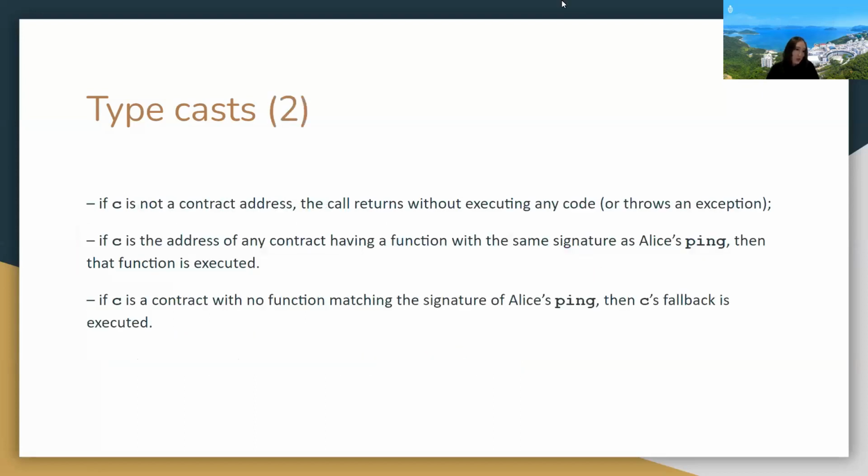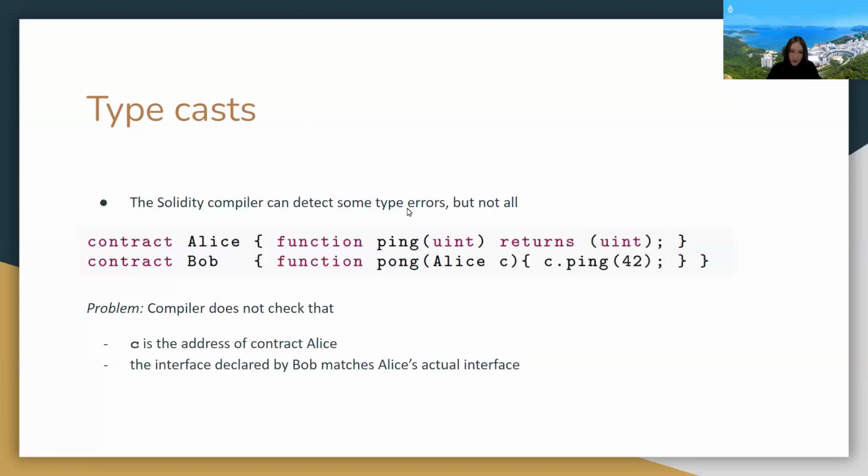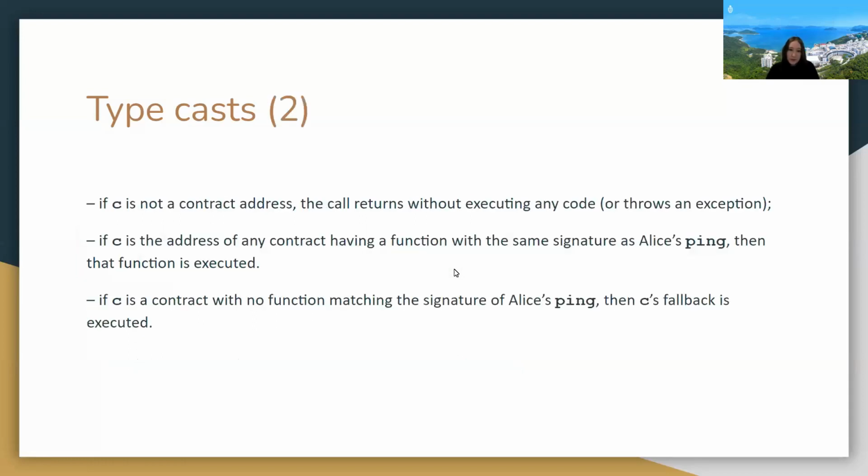So let's consider different situations. Let's say that C is not the contract address. So C is the contract address that we are passing here at this point. And in this case, the call would return without any execution of the code. And this is until the version of Solidity 0.4. And from version 0.4, it just throws an exception.